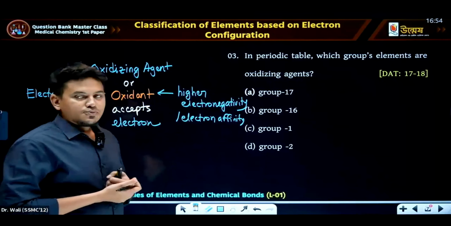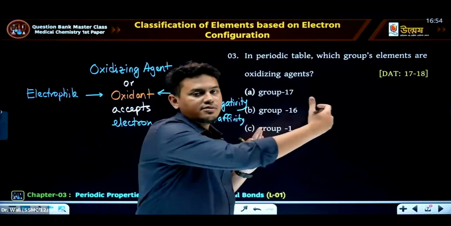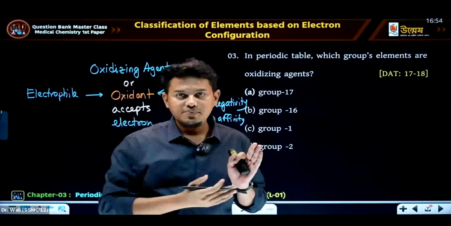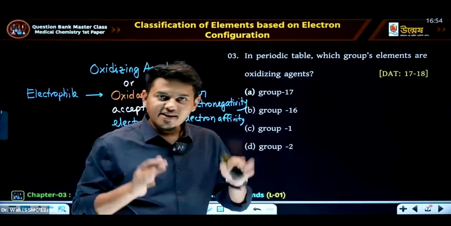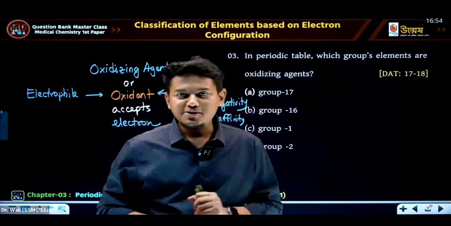towards themselves. As we know in our periodic table, from left to right, electron affinity or electronegativity gets higher, and it does not get its maximum value in the group 18 section. Group 18 are ideal elements. They don't require anything. They are ideal. All the elements try to be like them. So we are not considering group 18 here as the answer.